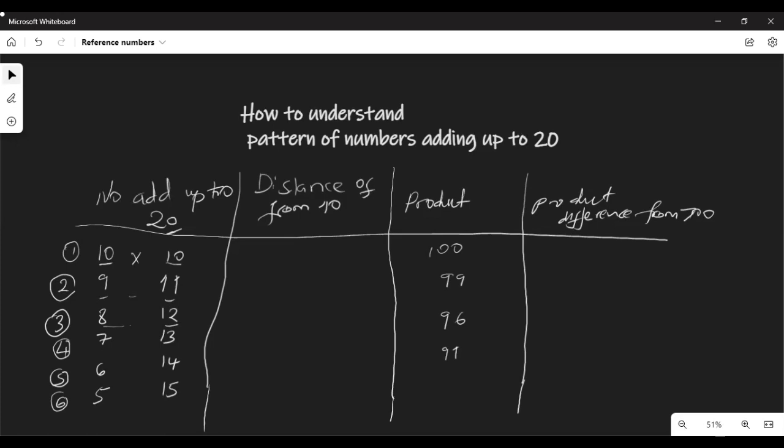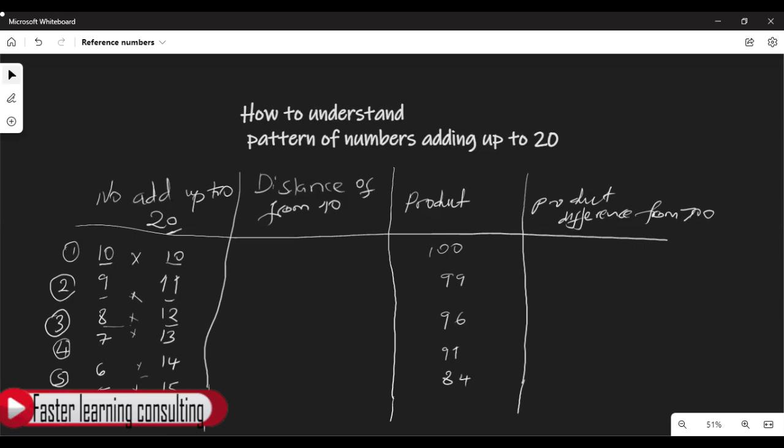6 multiplied by 14. So assume we multiply them and not add like I proposed earlier. So 6 multiplied by 14 gives us 84. And 15 multiplied by 5 gives us 75.